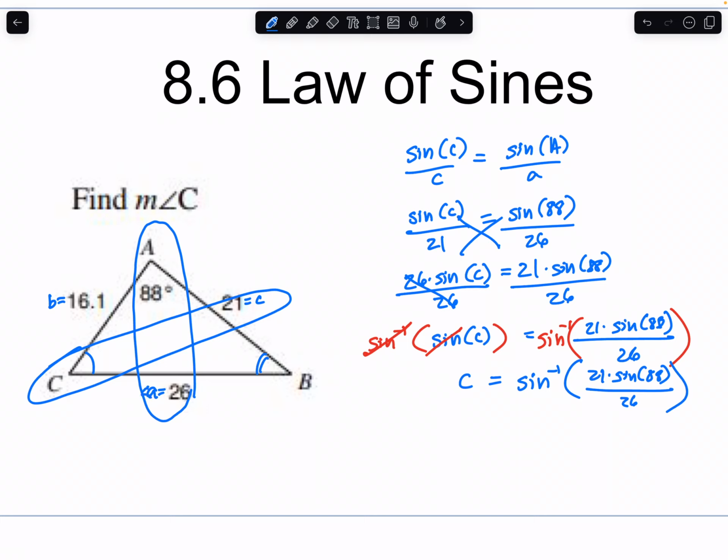We press inverse sine. Make sure you add the fraction. On top we have 21 times the sine of 88. And in the bottom we have divided by 26. This gives us an angle of 53.8 degrees. Voila. Law of sines, you can find a missing angle or a missing side.